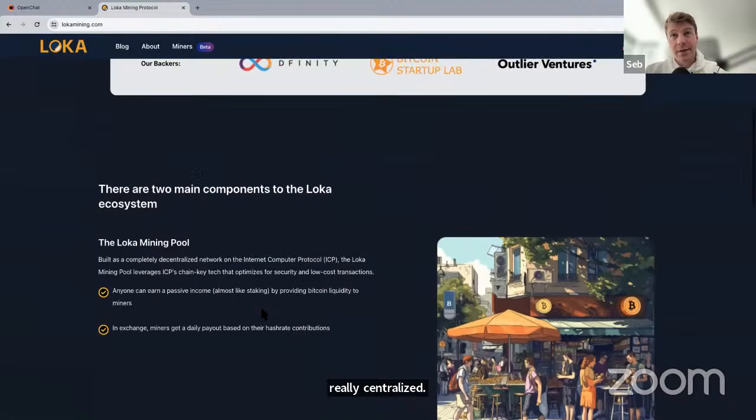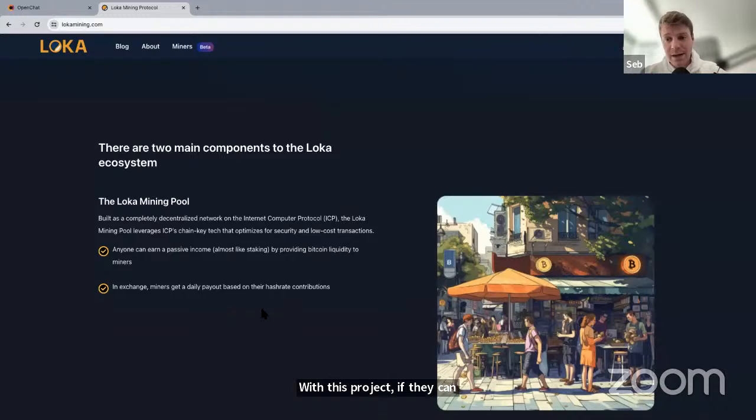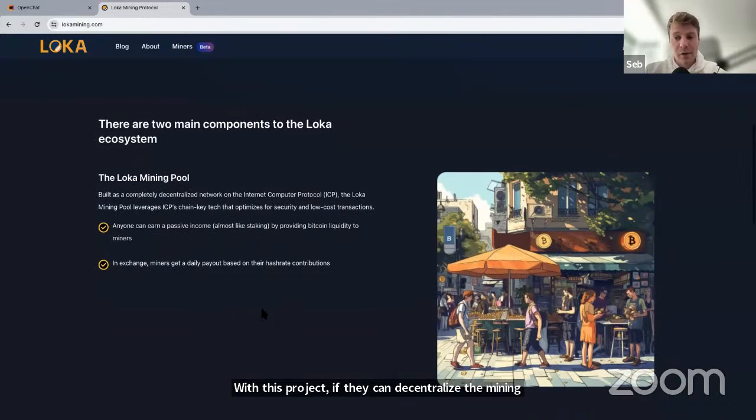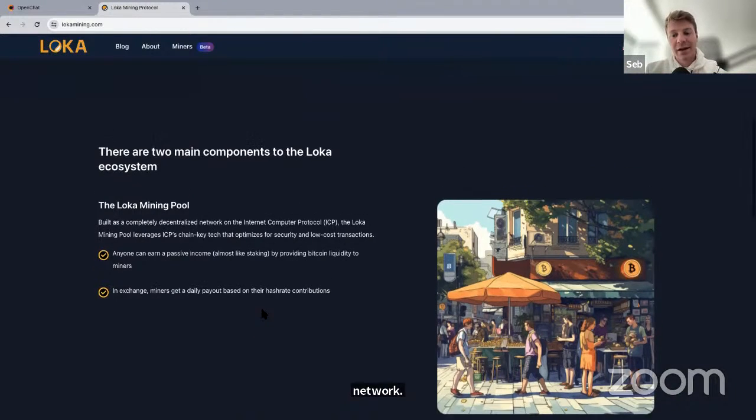With this project, if they can decentralize the mining aspect and enable anyone like me, like you, to essentially fund and receive rewards for funding the Bitcoin mining, this will be a huge added value from ICP to another network. And so this is pretty big.